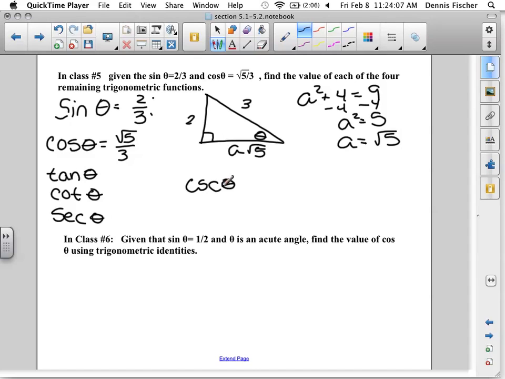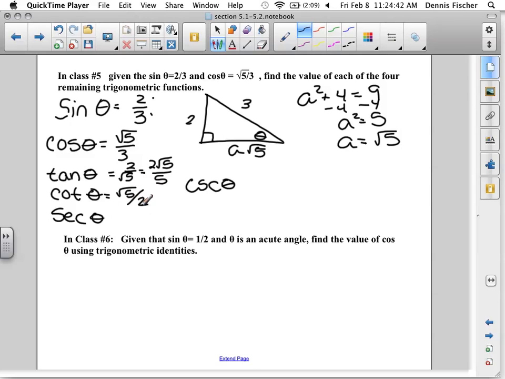So if I was looking at this triangle here, tangent's opposite over adjacent. 2 over square root of 5, but we can't have a square root in the denominator, so let's simplify right away. 2 square root of 5 over 5. We multiply top and bottom by the square root of 5 to get rid of the square root, right? Yes. Okay, cotangent. Square root of 5 over 2.